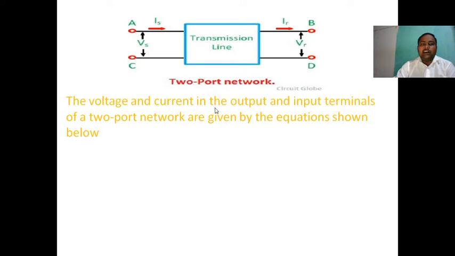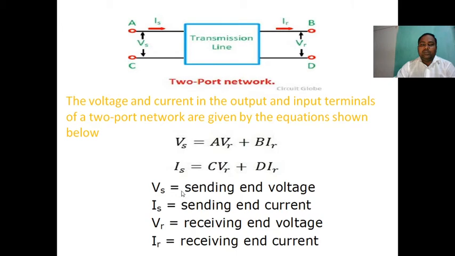The voltage and current at the output and input terminals of a two-port network are given by the equations shown below. Sending end voltage Vs is equal to A VR plus B IR. Vs is the sending end voltage, VR is the receiving end voltage, IR is the receiving end current. Is is equal to C VR plus D IR, the sending end current. So this is the representation: what is Vs, what is Is, what is VR and IR.